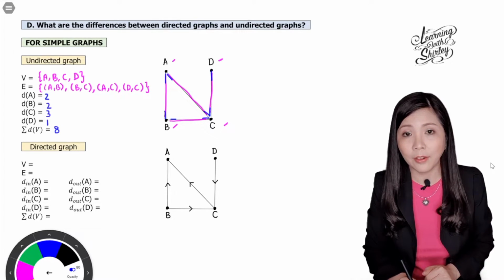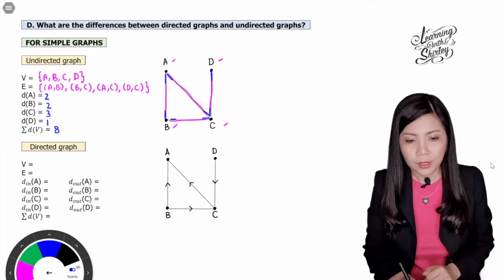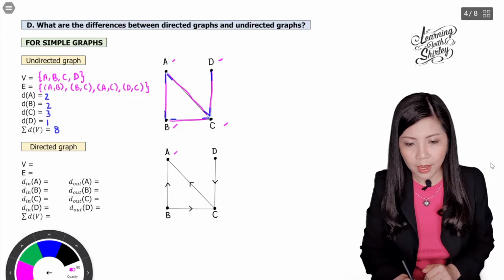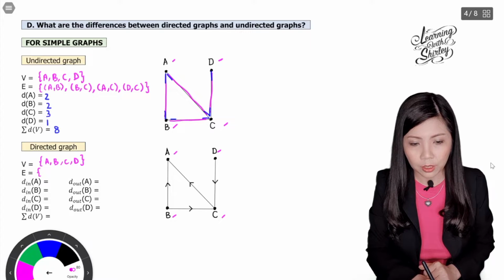Okay? So for a directed graph, you see the arrows in the diagram. It means that there's direction. So we have to be extra careful in this type of question. For the vertex set V, we have A, B, C, and D. So it's the same as the undirected graph.